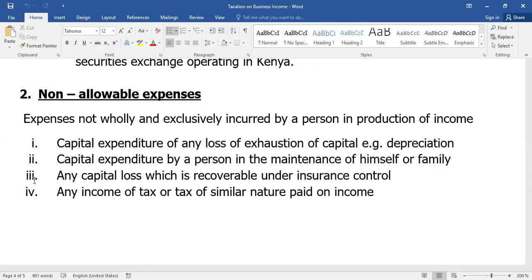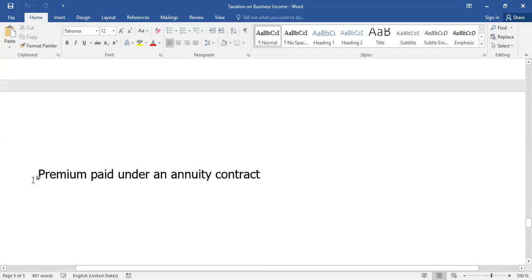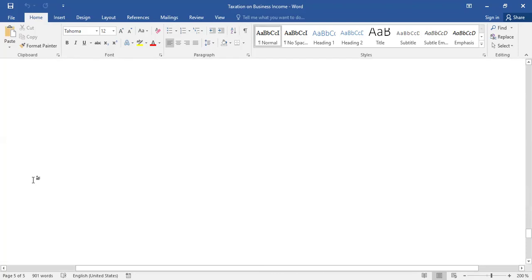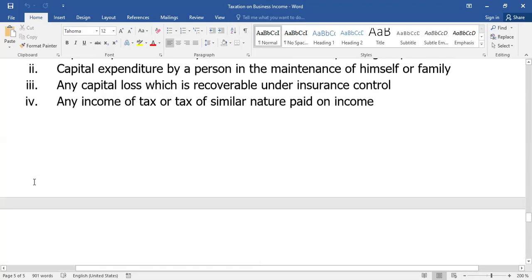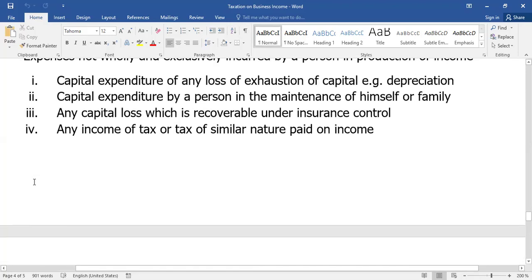Now, we have the capital expenditure by a person in the maintenance of himself or family. The other one will be any capital loss which is recoverable under an insurance contract. Then we have any income tax or tax of a similar nature paid on income. Then the other thing we can bring to book is the premiums paid on an annuity contract, right? Those are some of the things you'll be coming across in your exams when you are dealing with taxable income and losses, taxable income and allowable expenses of that nature.